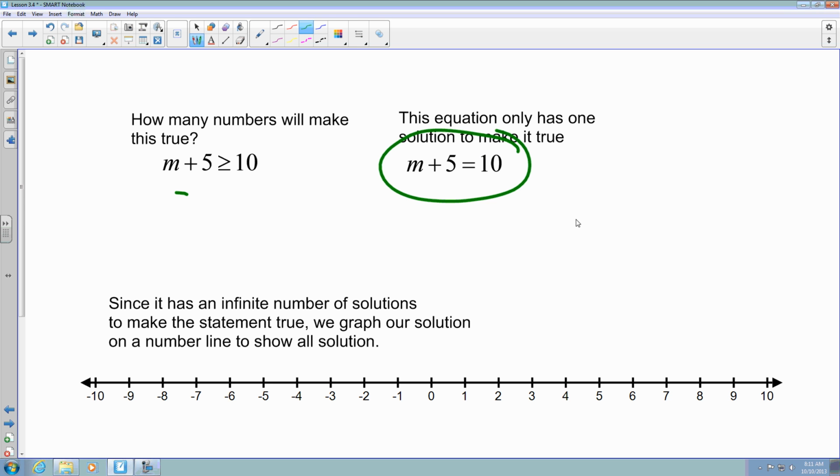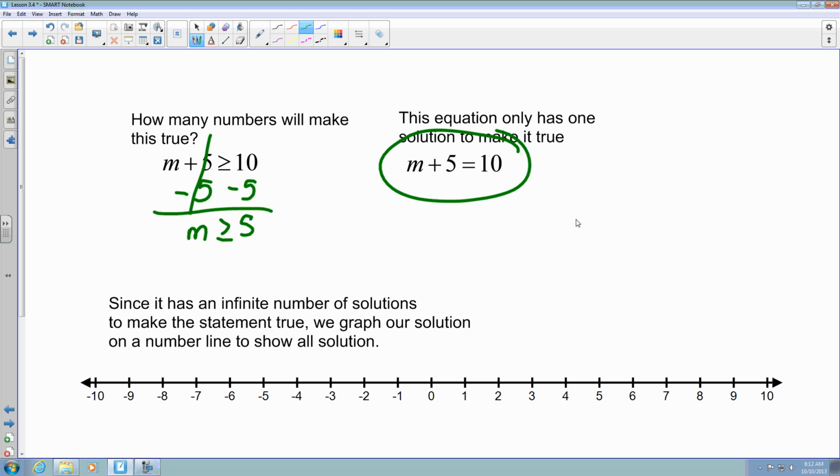So I'm going to subtract 5 from both sides, which then cancels this out, which leaves me with m on the left-hand side. I bring down the greater than or equal to, and 10 minus 5 is just 5.